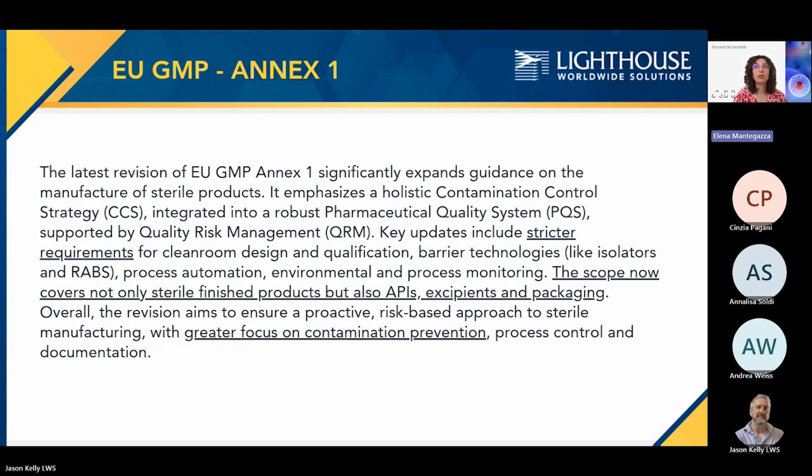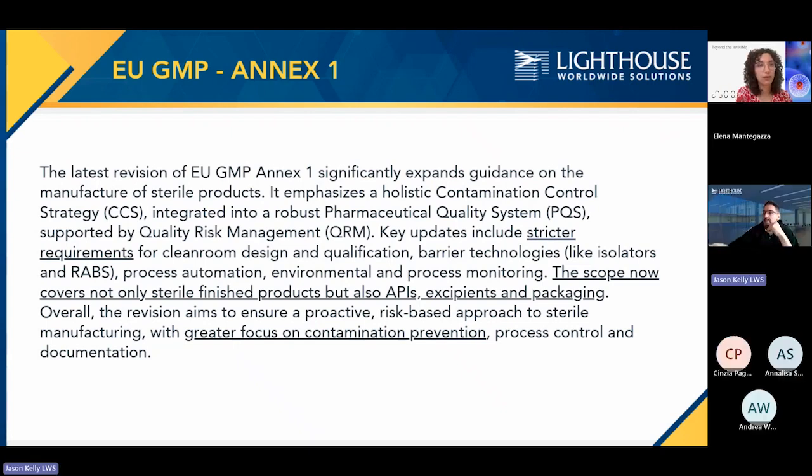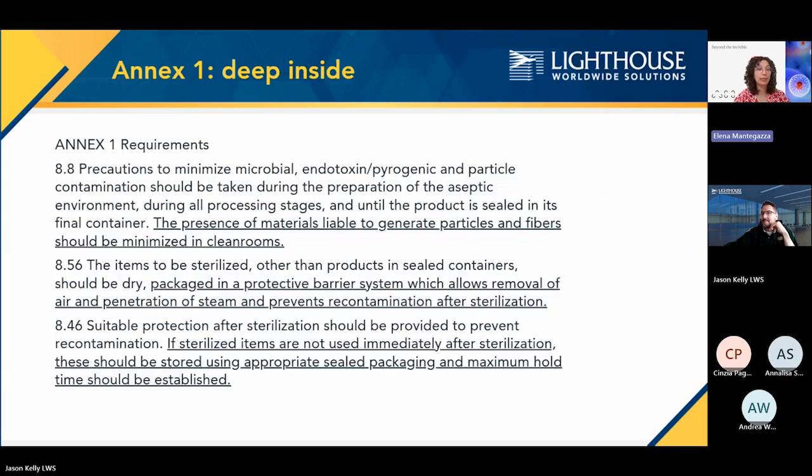So to summarize, the revision aims to ensure a risk-based approach to sterile manufacturing with greater focus on contamination prevention, process control, and documentation, if we want to make a very quick summary of the new Annex 1. The last thing that you have underlined there, greater focus on contamination prevention, that's the topic that we're going to be really discussing today, with the use of the sterility covers in that process. Yeah, that's why I wanted to underline some points, because they are the ones related to what we will see in the next slides.